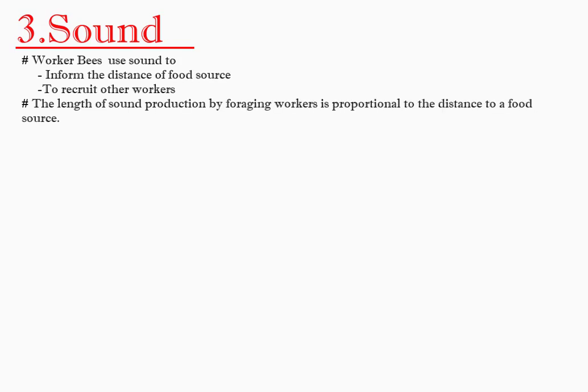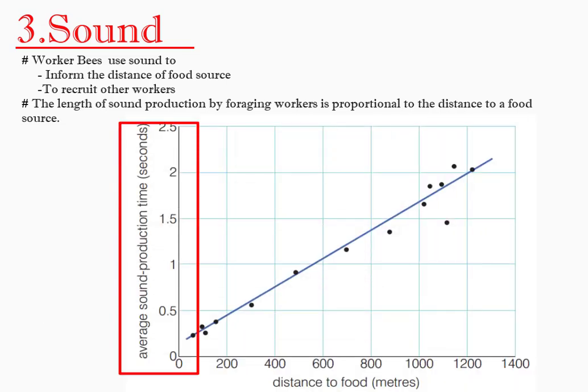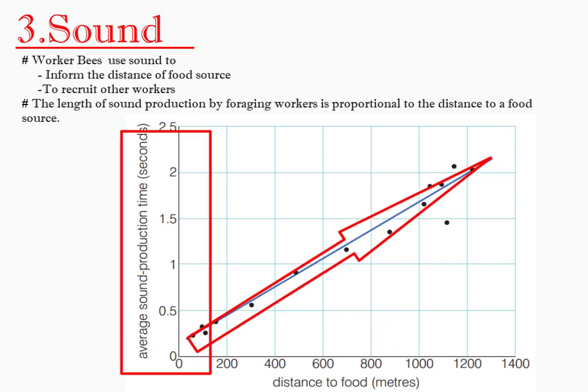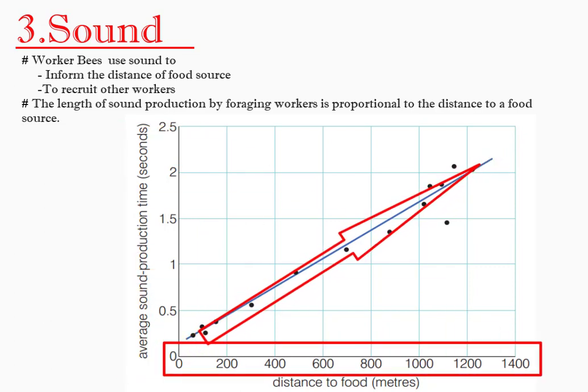The third mechanism of conveying information about the food source is sound. Recent research shows that worker bees use sound to inform about the distance of the food source and to recruit other workers. In this case, the length of the sound production by foraging workers is proportional to the distance to a food source.